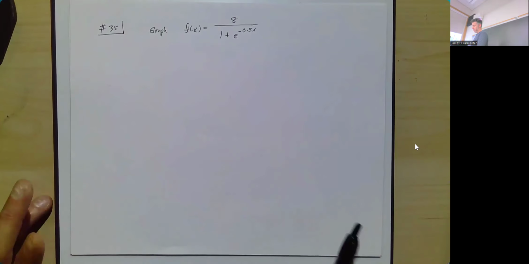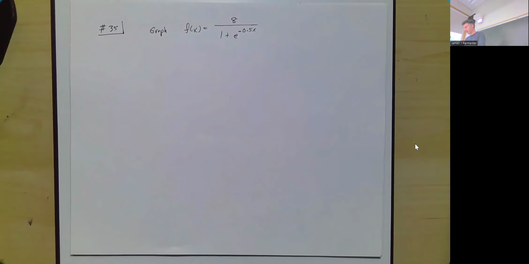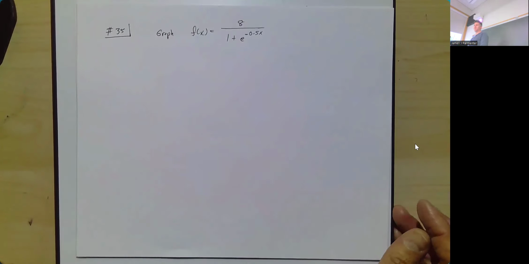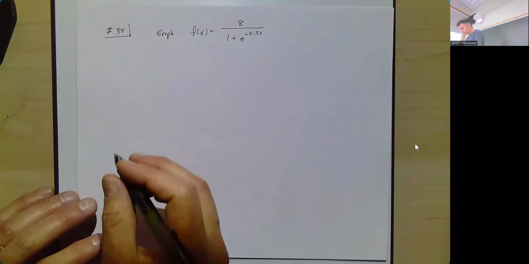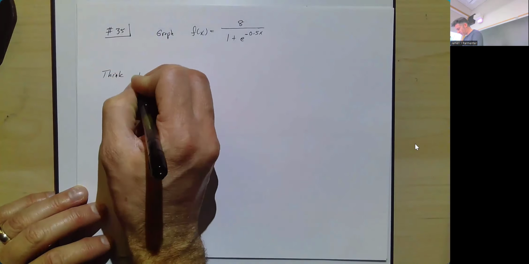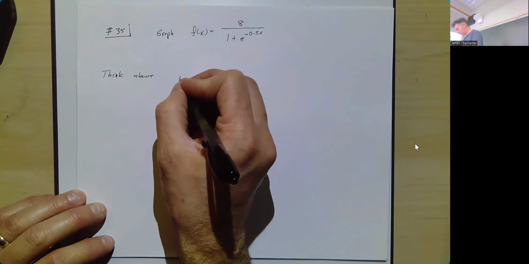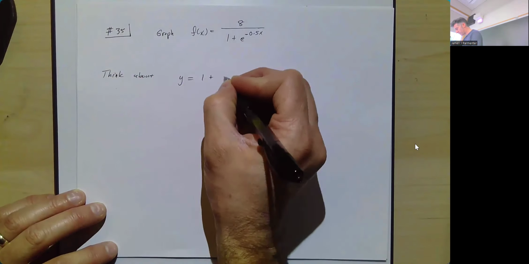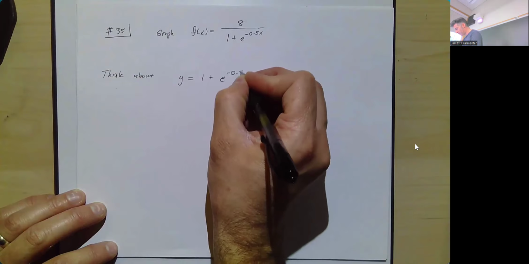We want to figure out... I think he did one like this in class, and I feel like it was kind of weird, but it made sense to some degree how he did it. So here's what I would think about for a minute. I'm going to think about just the denominator for a moment. Think about graphing just y equal to 1 plus e to the negative 0.5x.